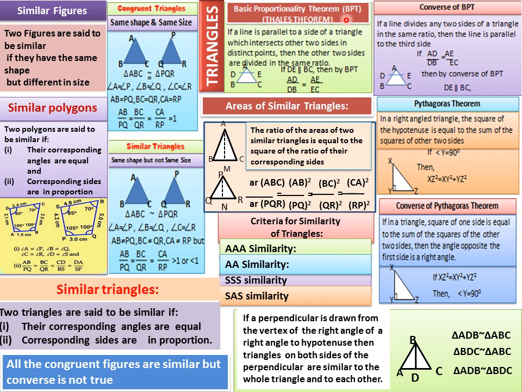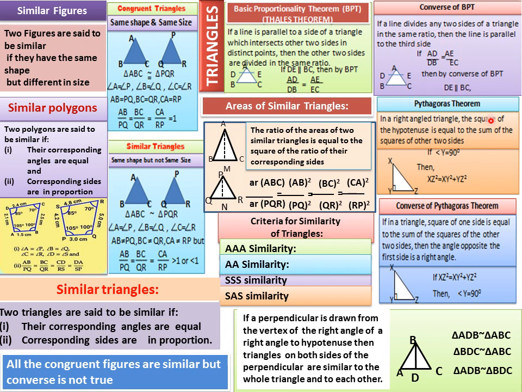So what does the basic proportionality theorem say? If a line is parallel to a side of a triangle and intersects the other two sides in distinct points, then the other two sides are divided in the same ratio. Then what is the converse of BPT? Suppose a line divides two sides in the same proportion, that is AD by DB is equal to AE by EC, then we can say that DE is parallel to BC. So that is the converse of BPT.